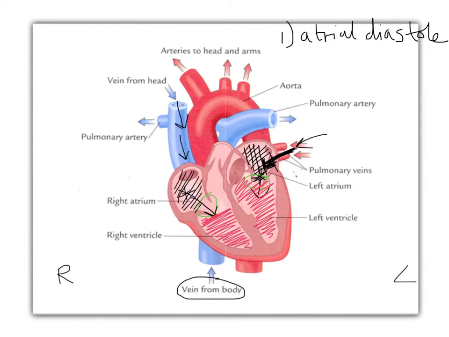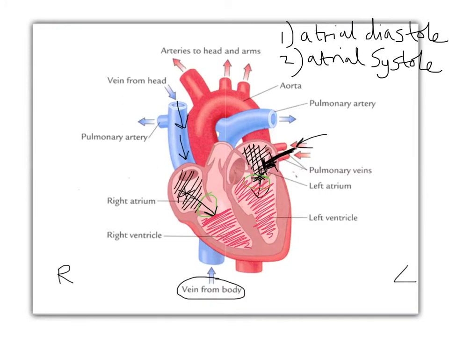Now, when those atria contract to push the blood through, that is called atrial systole. Systole this time means contraction. So atrial systole is when the atria contract, the bicuspid and tricuspid valves open, and because of the pressure difference, the ventricles start to fill with blood.